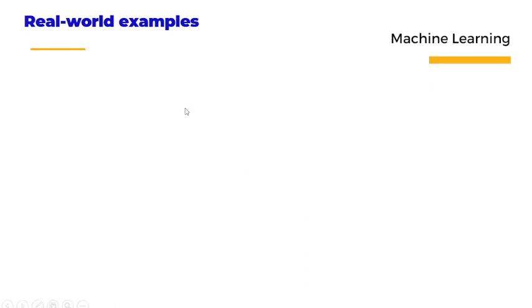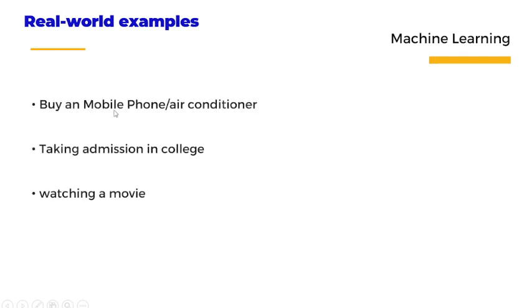But before digging deep into what, why and how the ensemble works, let us first look at some real-world examples that will simplify the concepts of ensemble learning. So if you are planning to buy a mobile phone or air conditioner, would you enter a showroom and buy the air conditioner that the salesperson shows you? The answer is probably no.